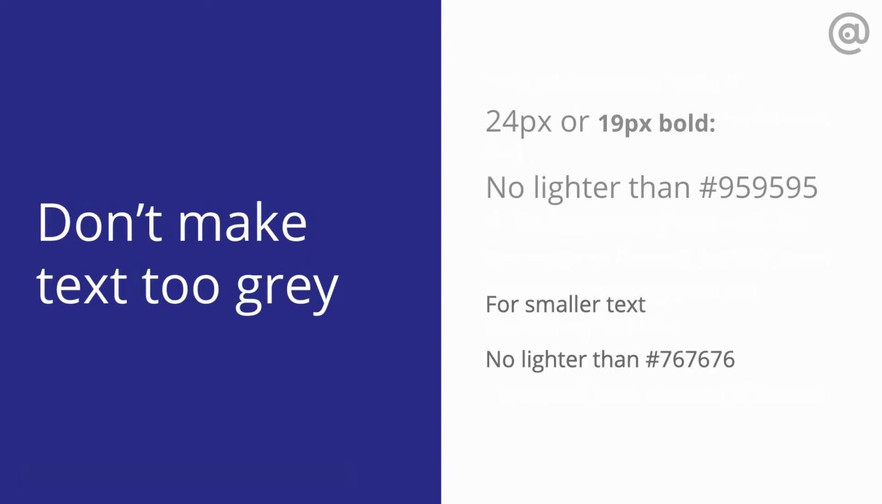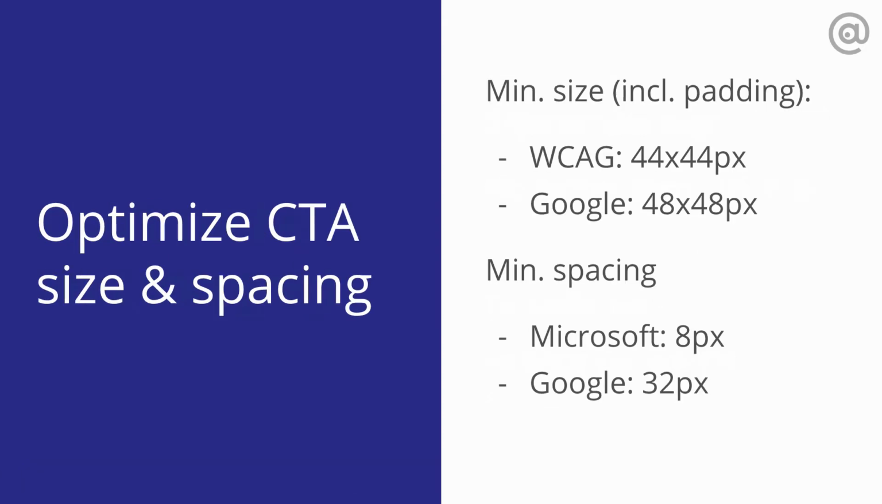Never make text too gray. Even if it sounds like a good idea from a design perspective, you want to keep readability in mind. Here are 2 color codes that you should take into account when you write text on a white background in your email designs. Always optimize the call to action size and spacing.